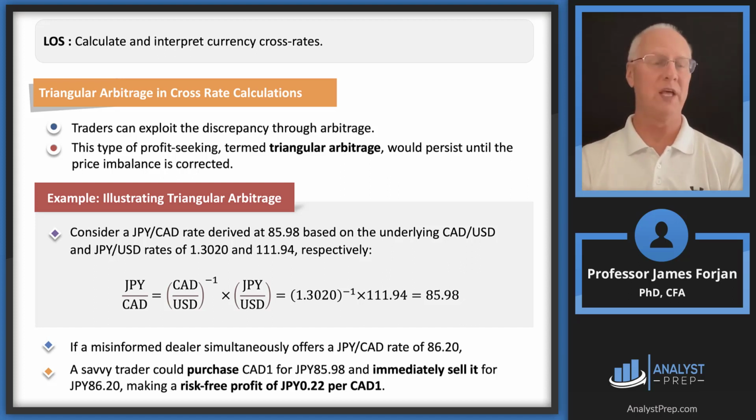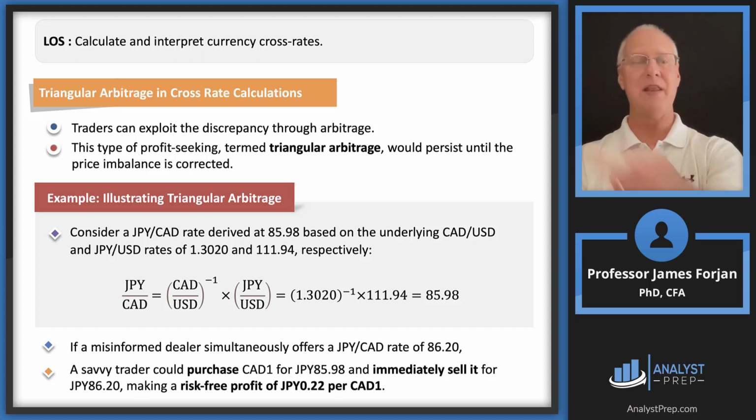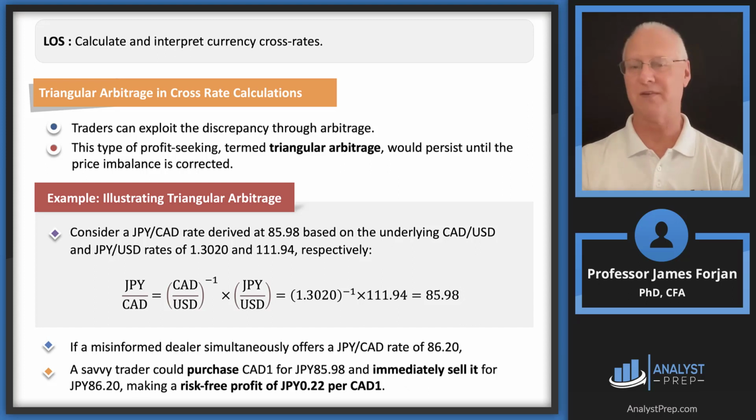So there, of course, is an opportunity for triangular arbitrage. So what are we going to do? We're just going to purchase one Canadian dollar for the 85.98 and then immediately sell it to that misinformed dealer for 86.20, and there's a risk-free profit of 0.22 Japanese yen per Canadian dollar.